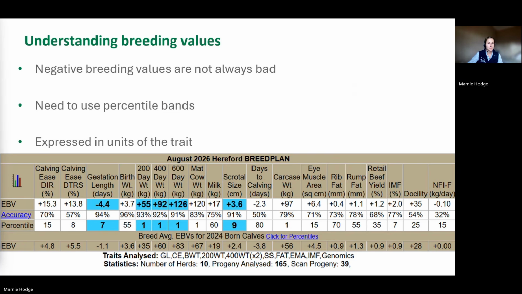The other thing to consider when you're looking at breeding values is how that particular trait is expressed. We have a range of different traits that we produce breeding values for, and they range in their units of expression. So for this particular bull's example, we have traits that are expressed in a percentage, in kilos, in centimeters, and millimeters, for example.